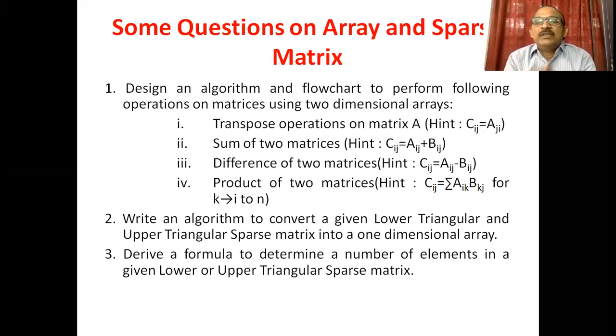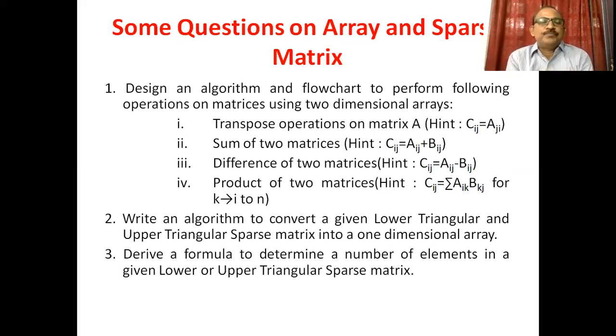Here matrix A is m cross n and matrix B is n cross r. Is it clear? I'm not going to give an algorithm and flow chart of question 1, but I will give the solution of question number 2 and 3.